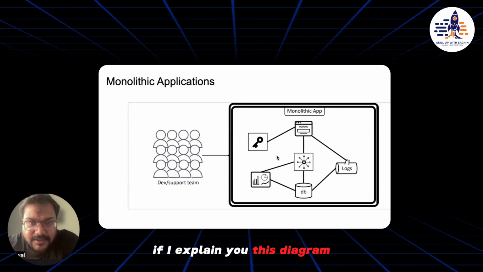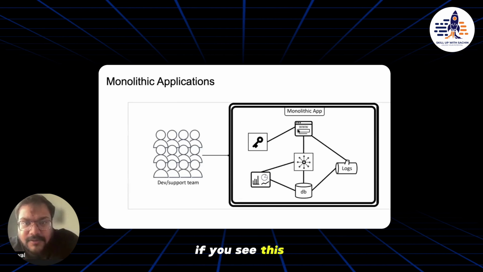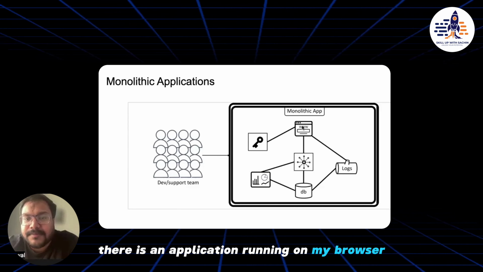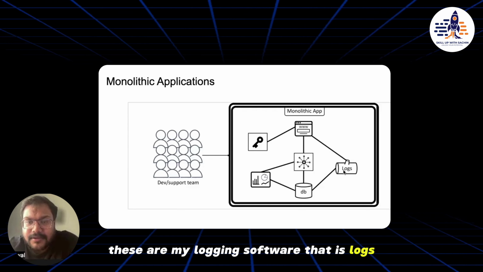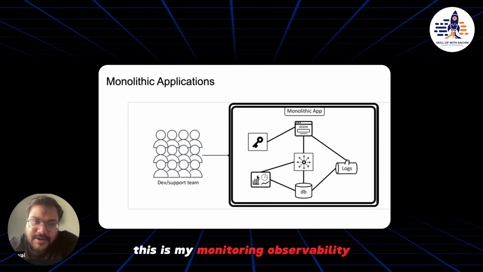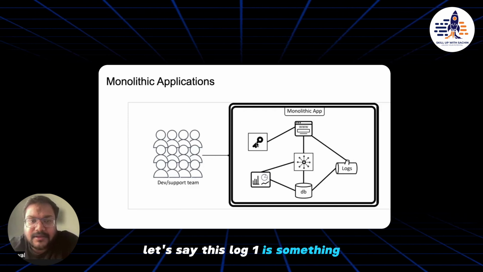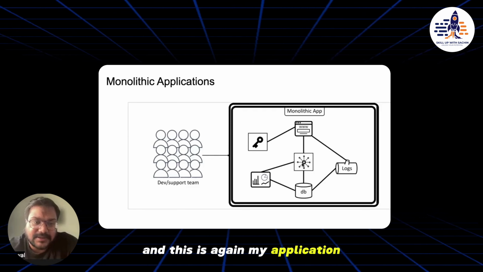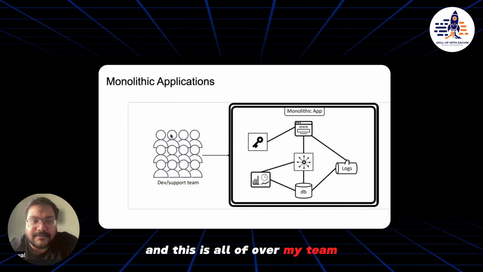If I explain this diagram, this www is my browser. There is some application running on my browser. These are my logging software, that is logs. This is my database. This is my monitoring and observability. Let's say this one is my database or something, and this is again my application. And this is all over my team.